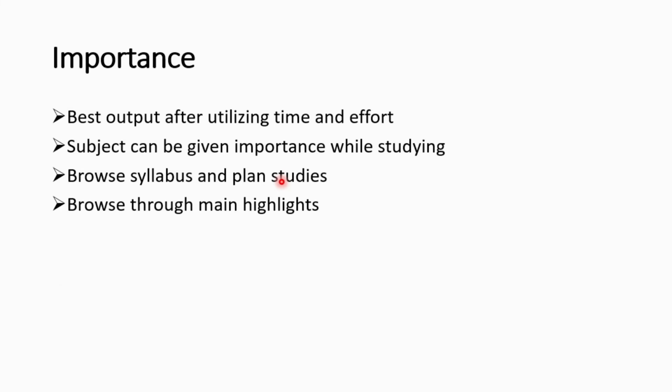And also for the ones which have least importance, if you don't get time, you can just browse through the main highlights. So what happens, main highlights like in short, you can just look into important points, or also you can look into the previous year question paper. Based on that, you can just give importance, so that if that question is repeated, you can easily answer it. Then comes leave least important topics.